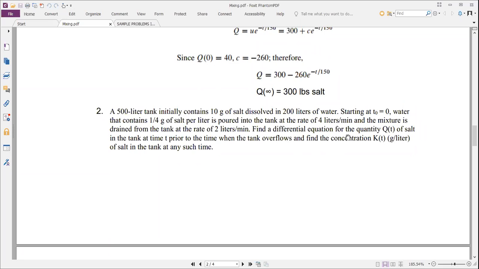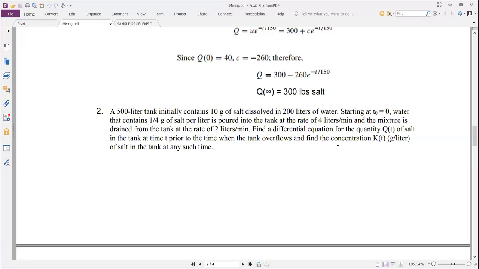Find the differential equation for the quantity Q of T of salt in the tank at the time T prior to the time when the tank overflows. There will be a time for the tank to overflow because the rate coming out of the tank is only 2 liters, but the rate coming in is 4 liters. So after some time it will overflow.